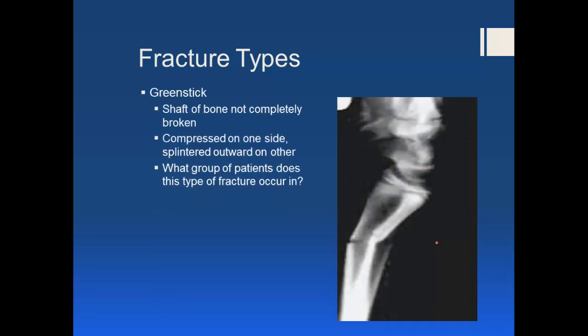And the last type is a green stick fracture. With a green stick fracture, the shaft of the bone is not completely broken. It's compressed on one side and it's splintered outward on the other. So splintered on this side, compressed on this side.